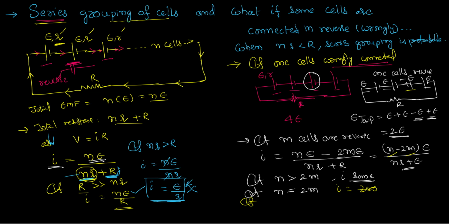What if 2M is greater than N? That means there is more reverse current than the regular current, therefore I gets reversed. So this is not at all a suggestible idea. This is the only suggestible idea. So even if you have connected wrongly, the circuit works only when the number of cells is more than double the wrongly connected cells. Then you will get some current in the circuit. Otherwise you won't get anything. That's it. Thank you.